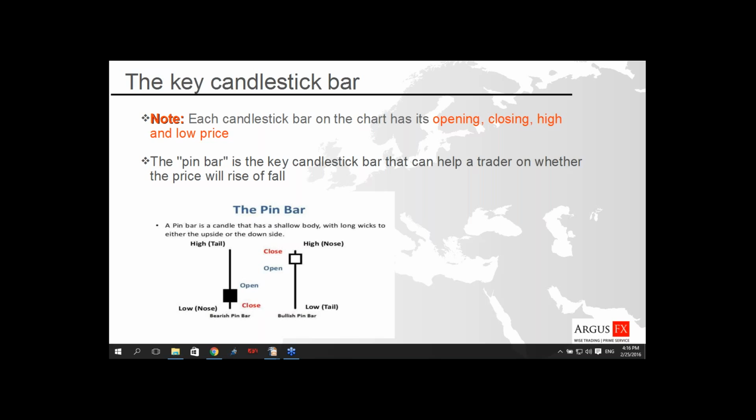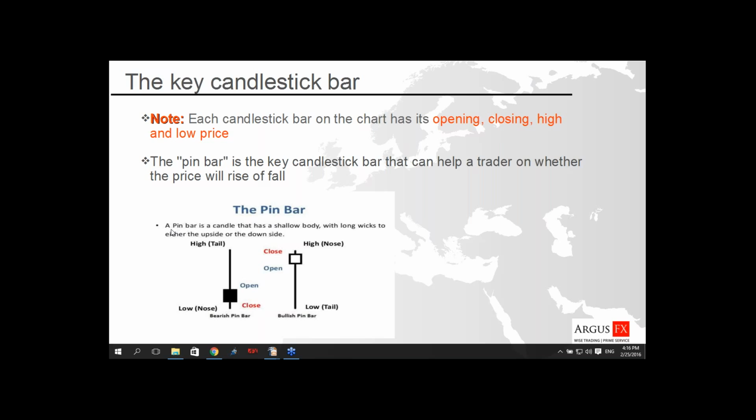Now let's move on to this specific key candlestick bar, the pin bar, that surely helps a trader to identify whether the price will rise or fall. Sorry for my mistake there, it's supposed to be an or. Let's see now an example of a pin bar, two pin bar formations.